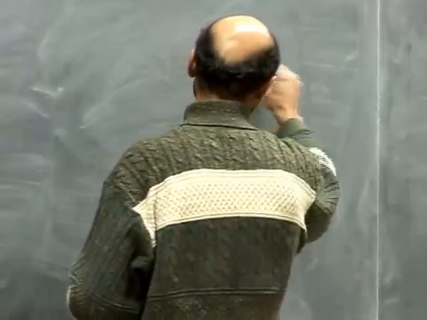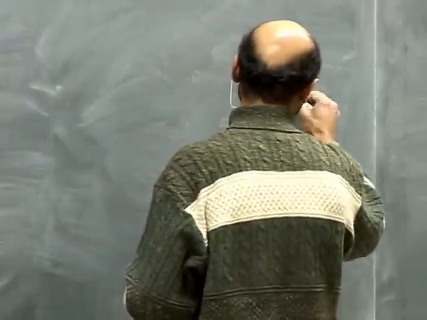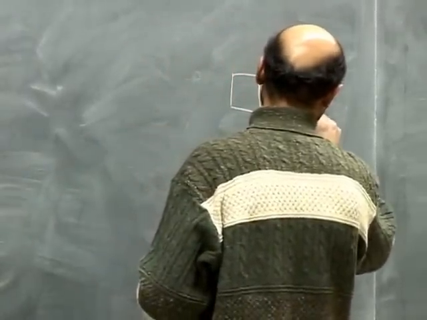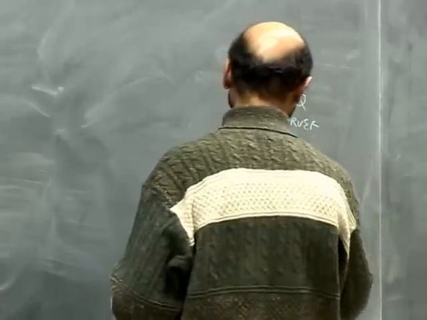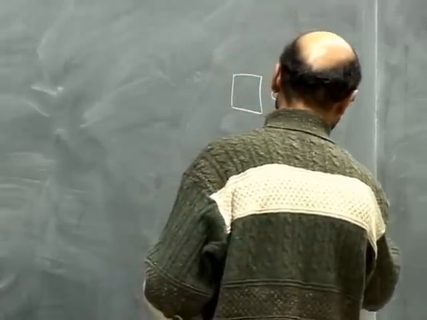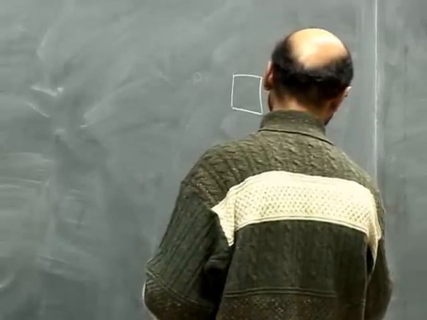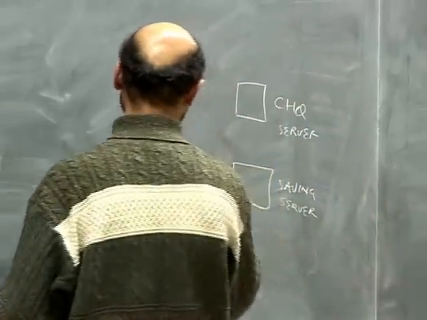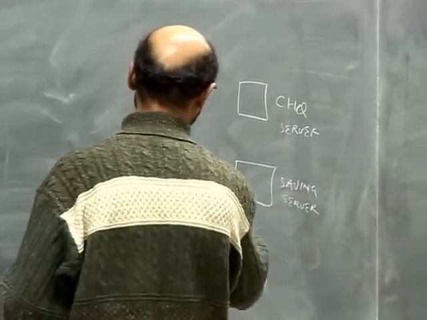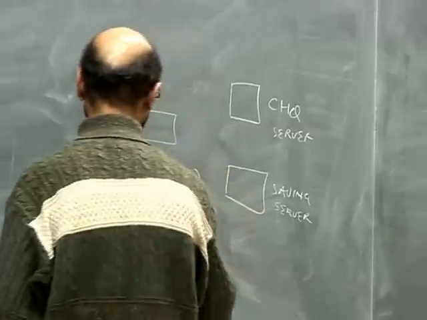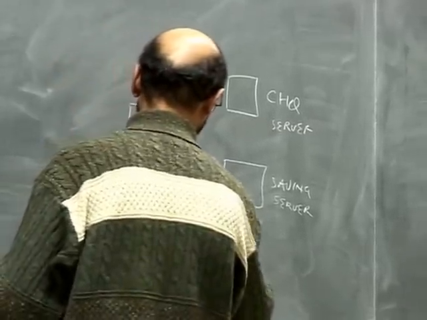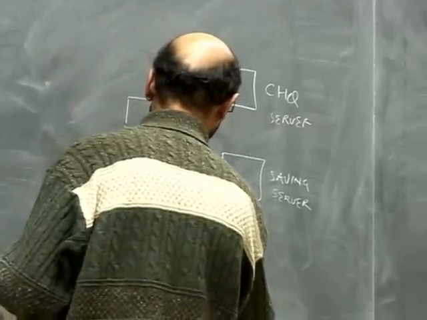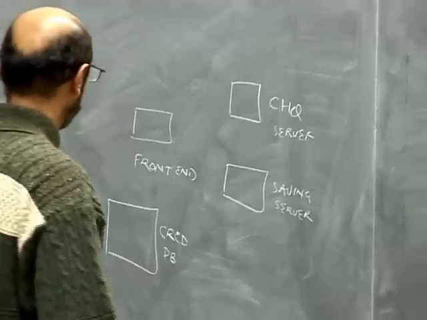So let's say I have a checking server, and then I have a savings server which is responsible for the savings account, and then I have a front-end server which is doing the web, and then I have a credentials database which is giving me whether I have the right credentials or not.